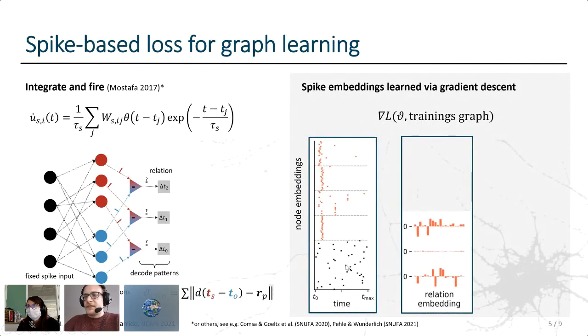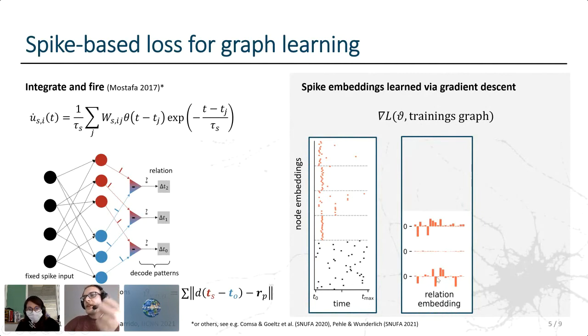What we get then is something like this. So here in this graph, we have time on the x-axis. On the y-axis are different neurons. It's a spike raster plot. The black dots here are the fixed input spikes. And between these gray dashed lines are the spike times of different populations encoding different nodes. And we also get the relation embeddings, like the expected spike time differences.